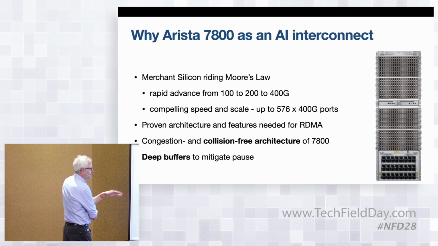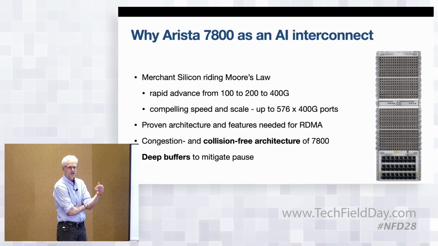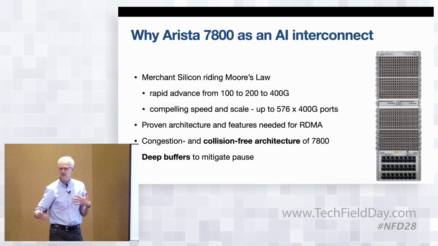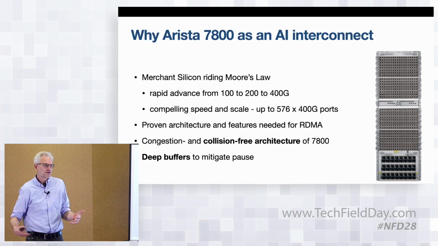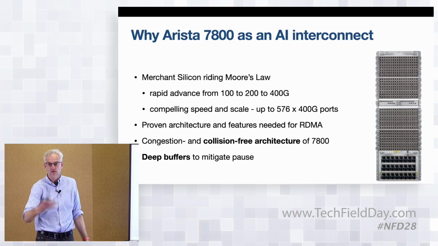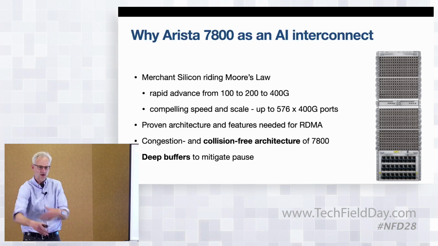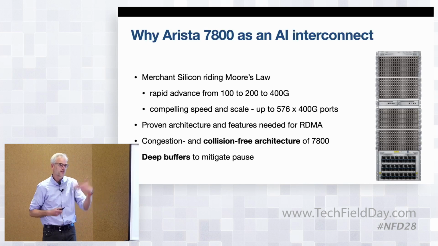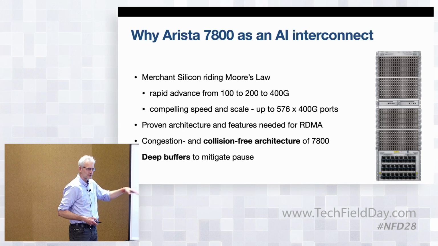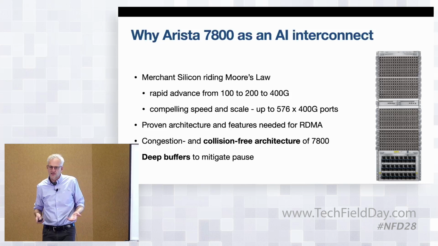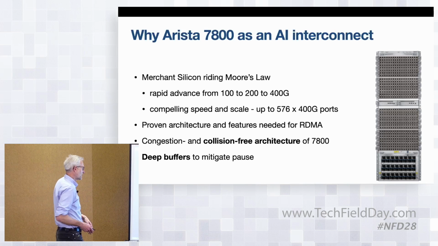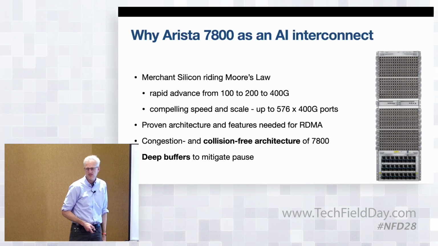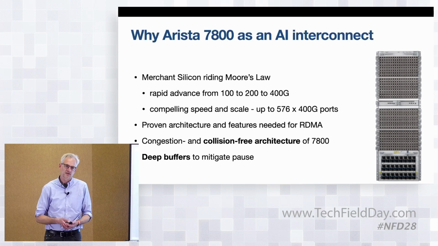So I guess just to summarize, one of the important things is to build a fast network, and building merchant silicon that rides Moore's law to get from 100 gig to 200 gig to 400 gig is super important. That's the biggest thing you can do: be at 400 gig when 400 gig is ready for your AI network. All the other optimizations are small compared to being on the next process node, because it's like a 2x improvement. Getting to scale is important. The architecture to support RDMA is something that we've built up for years with our customers. And then the deep buffers and the congestion-free architecture have been a really valuable aspect of the 7800.